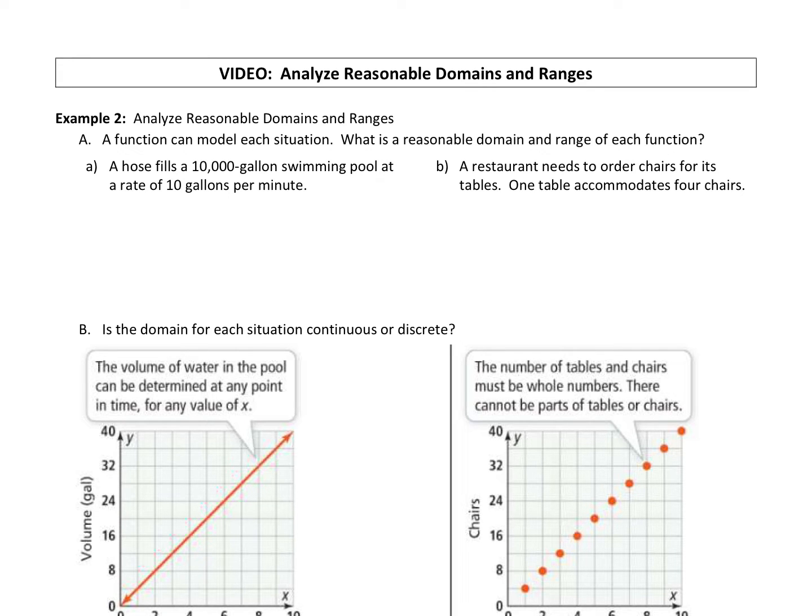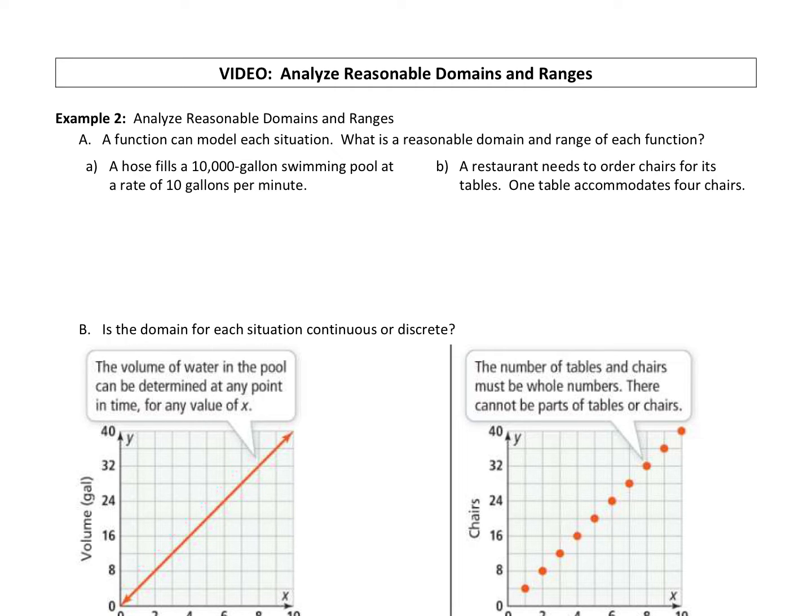All right, in our next example, we're going to analyze reasonable domains and ranges. So part A, a function can model each situation. So we're being told that it's a function. That's great. What is a reasonable domain and range of each function? So here, our first example, a hose fills a 10,000 gallon swimming pool at a rate of 10 gallons per minute. So we're asked to identify a reasonable domain and range.